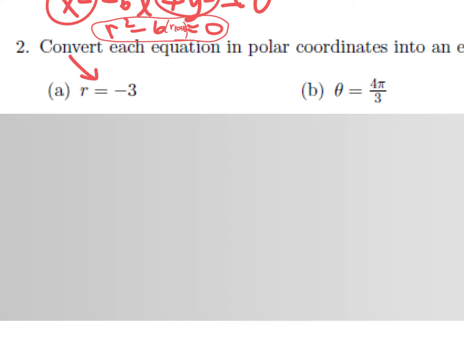All right. There's usually kids that figure out this little trick, and there's kids that don't. Anybody figure out a smart thing to do on number 2A there? Because you might be thinking, I don't have anything to swap out for R. If I had X, I could put R cosine theta, but what do I put for R? You don't. But you do have something you could put for R squared.